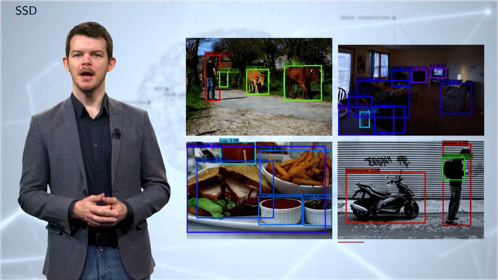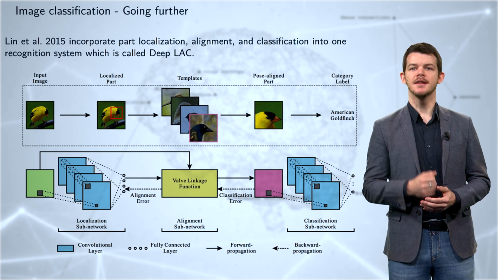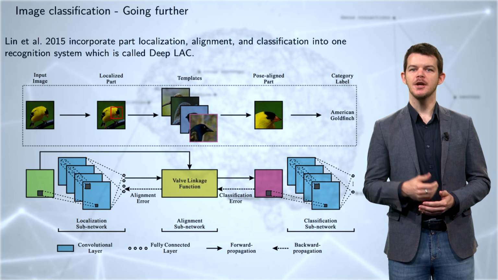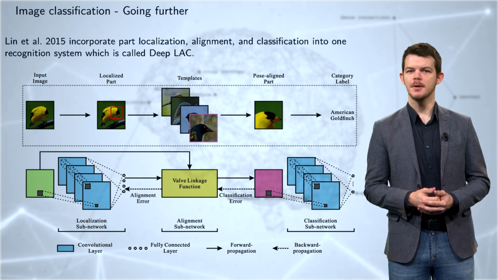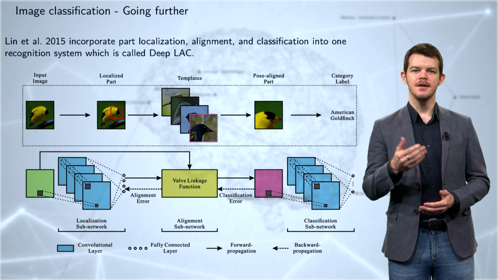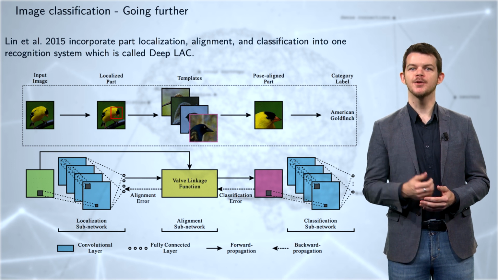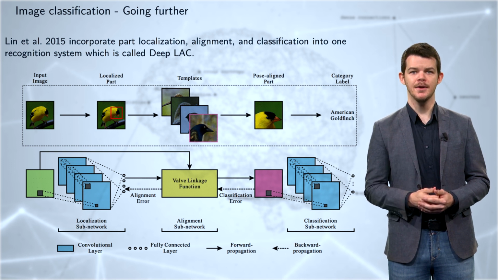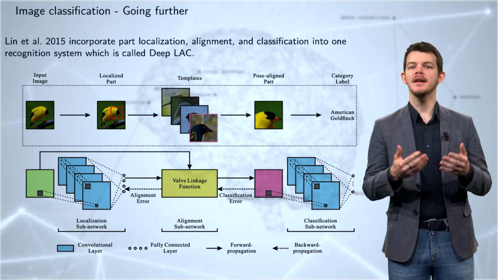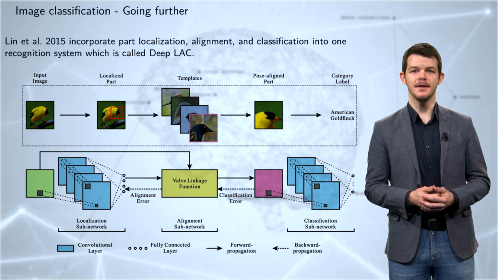You can use a more complex pipeline in order to identify objects or animals in images. Here is an example of such a pipeline, which incorporates part localization, alignment, and classification. This architecture is called Deep LAC for localization, alignment, and classification. Here, the goal is to identify birds. The method proceeds by first localizing the head of the bird in the input image, then aligning the head with some given head templates, and finally using a more classical classifier to detect the bird pieces.